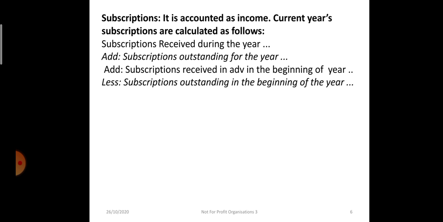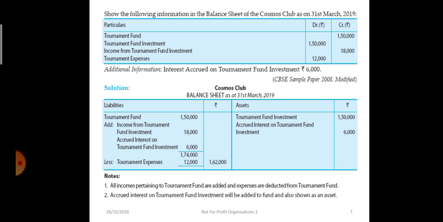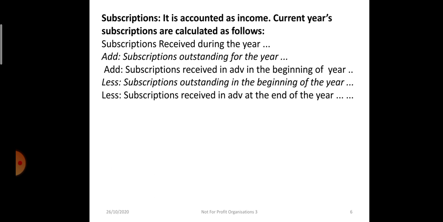subscription outstanding which was received during the current year but is related to the previous year will be deducted, and advance received for the next year will also be deducted. Okay, and that will give us the amount of subscription to be shown in income and expenditure account.